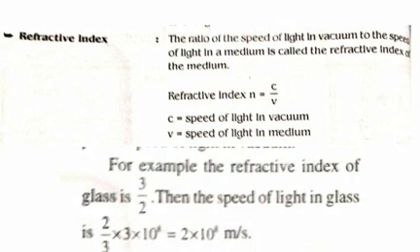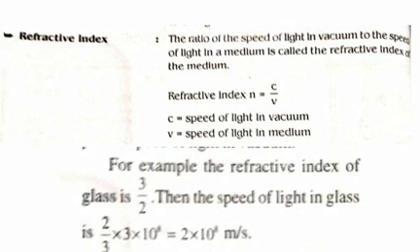Here refractive index is denoted by n. In the place of n we have to write 3/2. Okay, and the c value we know: 3 × 10^8 meters per second. So 3/2 equals 3 × 10^8 meters per second divided by v. So by this we can identify the speed of light in glass also.